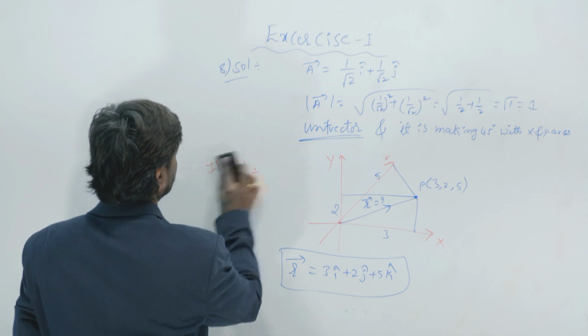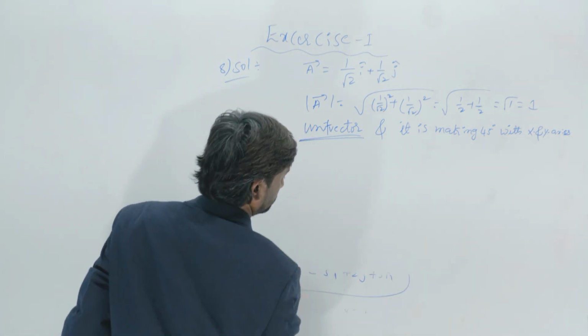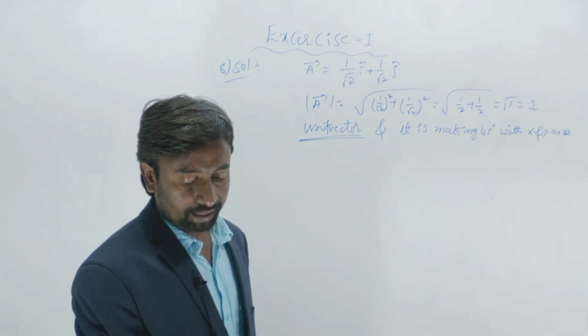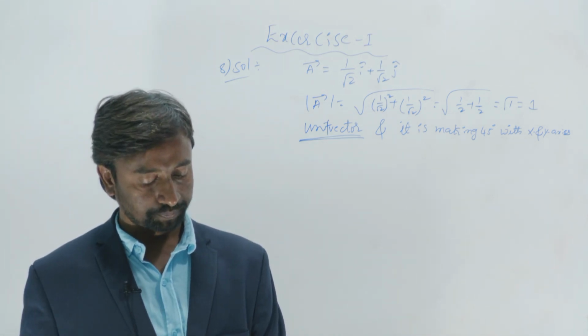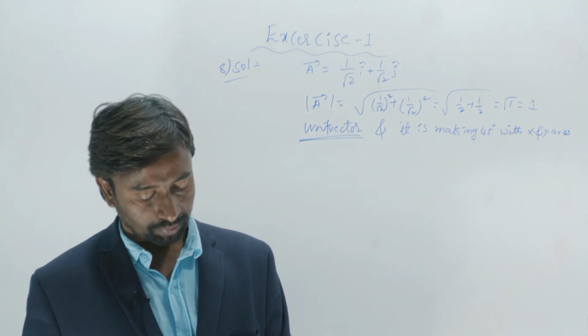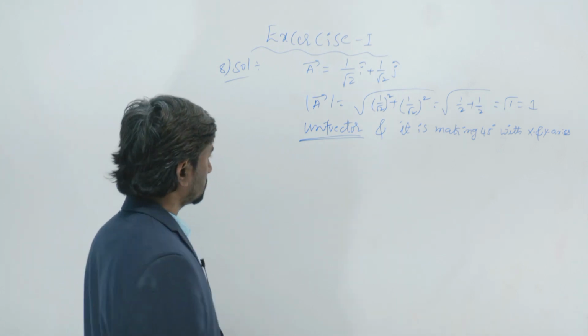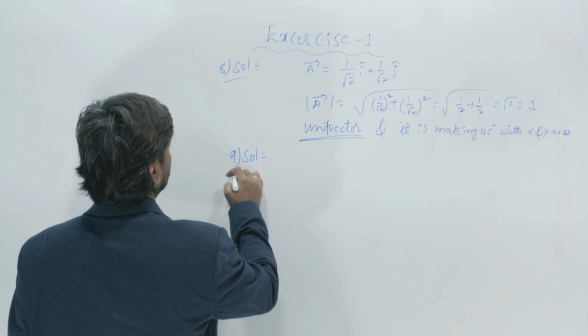So now the ninth one. Identify the correct option about a vector i cap plus j cap. It is a unit vector. It is a null vector. It is a vector with magnitude root 2. It is the magnitude root 3. So here the vector is given, the ninth one, same like this only.